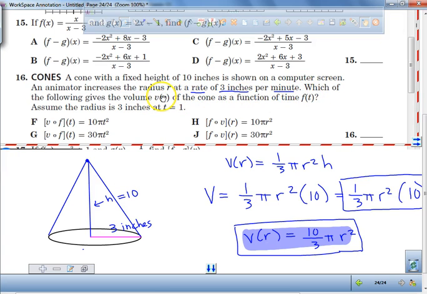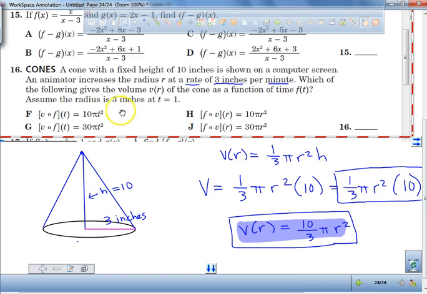So this volume is going to be a function of time. So automatically, I think my answer is going to be F or G, because it's going to be a function of time. It's not going to be a function of the what? Function of the radius. You see how this is r squared over here, and this is t squared over here. All right. So right now, it says assume the radius is 3 inches at t is 1.